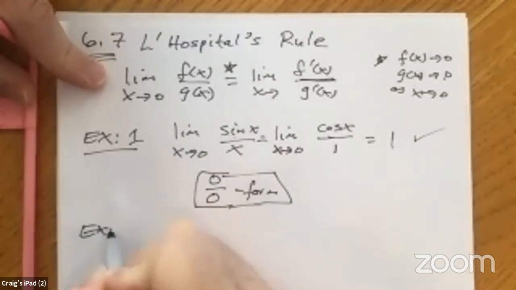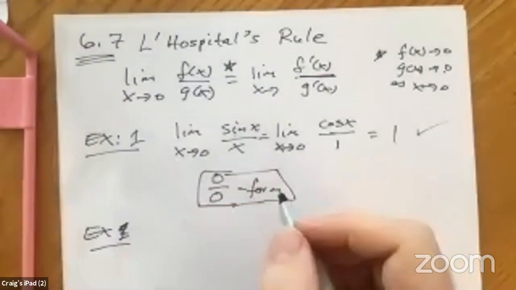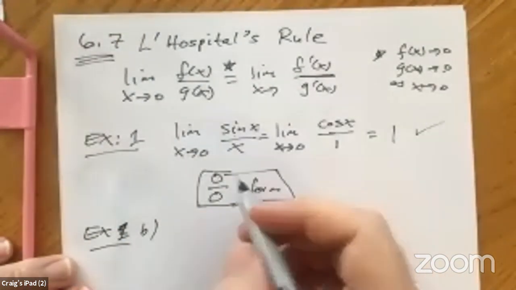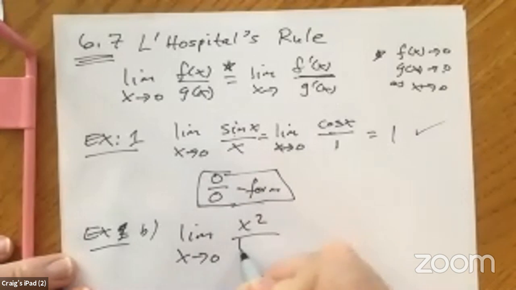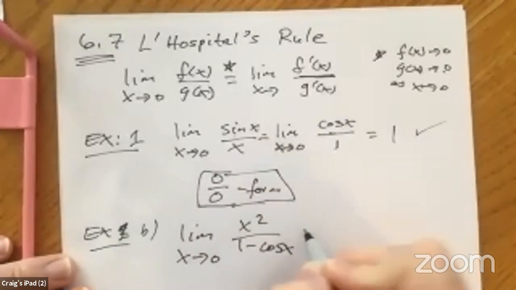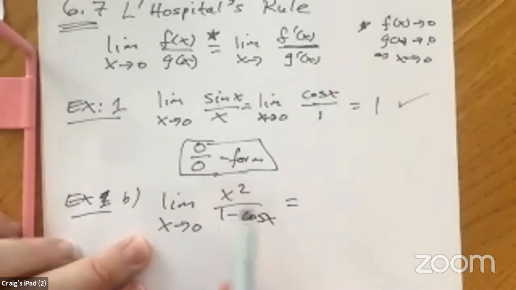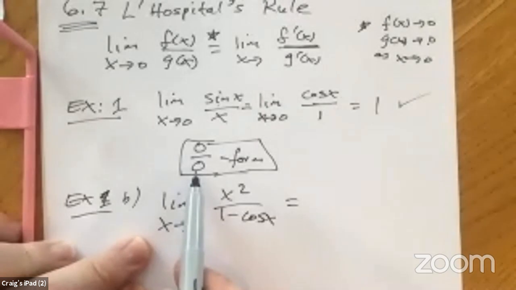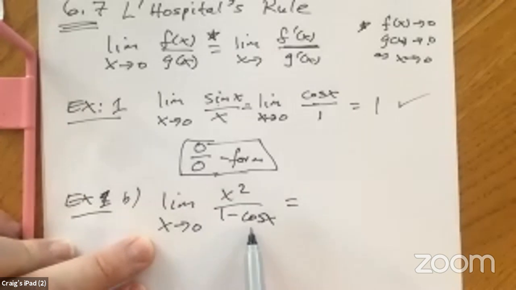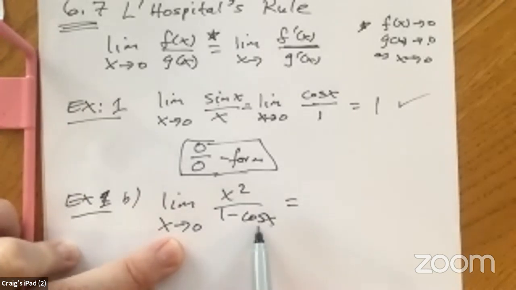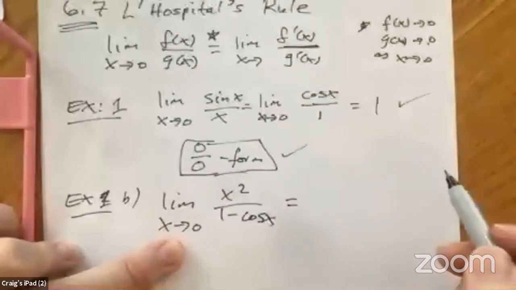Let's try another one. Well, it's actually example 1, part 2 again. 1b, I guess. Limit as x goes to 0 of x squared over 1 minus the cosine of x. Okay, so we're going to do the exact same thing. As x goes to 0, I check the 0 over 0 form. I check that as x goes to 0, the top goes to 0. Sure enough, 0 squared. And the bottom, as x goes to 0, cosine of 0 is 1. And so I have 1 minus 1, so I have 0 on the bottom also. So it's the 0 over 0 form.